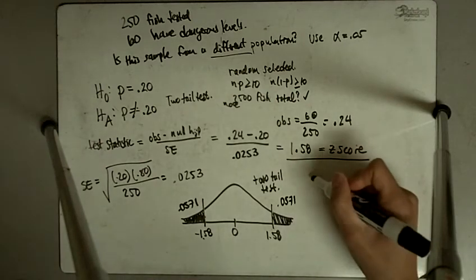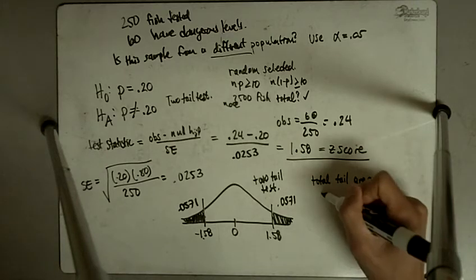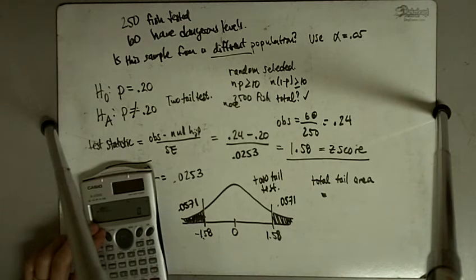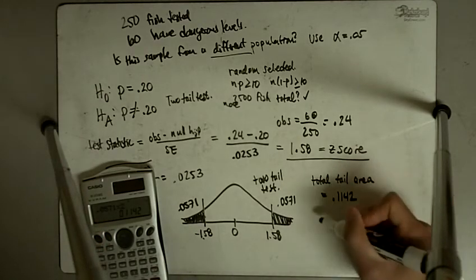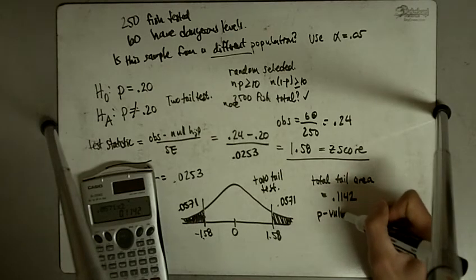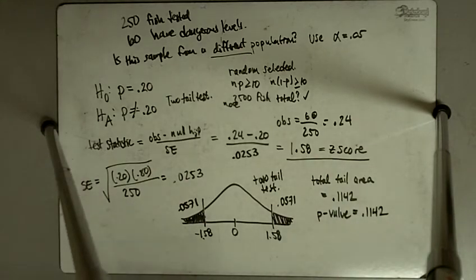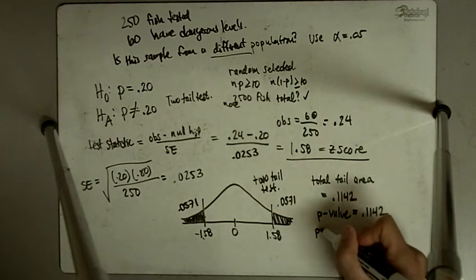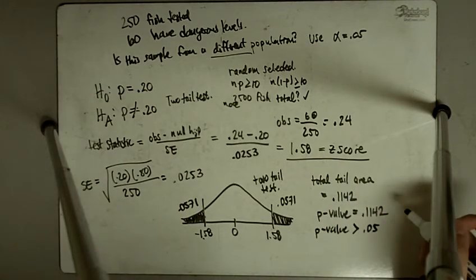So my total tail area is 0.0571 times 2, which gives me 0.1142. So my p-value is 0.1142. We are going to use alpha 0.05, and here my p-value is greater than 0.05.